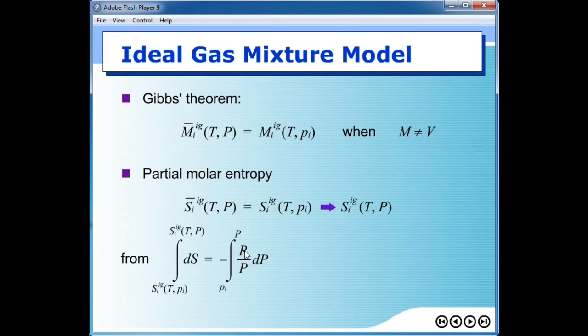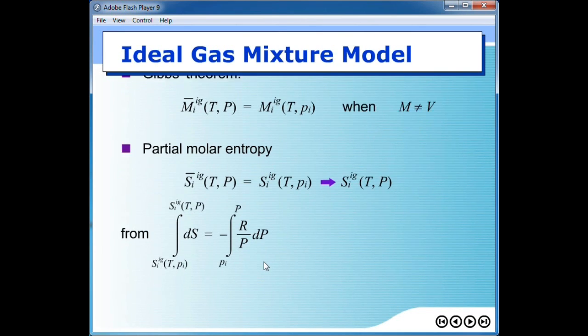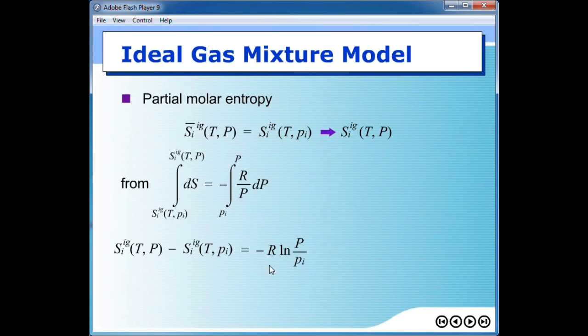Integration is simple because R is constant. On the right-hand side, you get a logarithm. On the left-hand side, you get the difference between the entropies of the two states. If you rearrange this equation, you realize that small p_i here is called the partial pressure. By definition, it is the mole fraction multiplied by the total pressure, capital P. And this capital P and that P are the same, so they cancel out. What you get will be 1 over y_i.